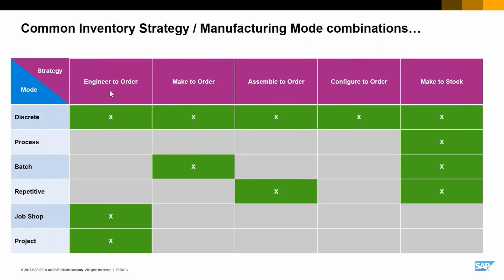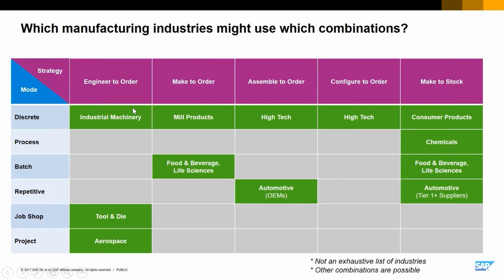Okay, you can see discrete, process. So all these options you can see for which process what strategy will apply. For the discrete process you can apply all the things: engineer to order, make to order, assemble to order, configure to order, make to stock. For different processes you can see only limited things are applicable. And these are the types of industries. In the discrete industry, what kind of things can you handle in engineer to order? Industrial machinery, mill products. In assemble to order, high-tech products. Configure to order, high-tech products. Make to stock, consumer products.